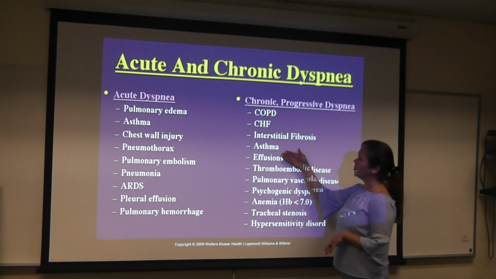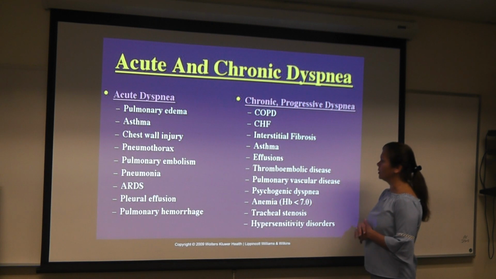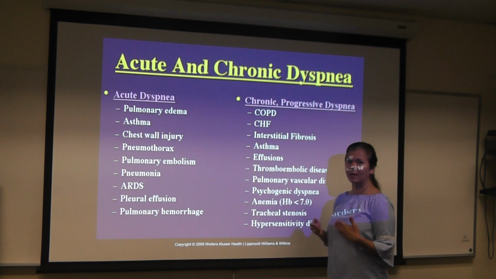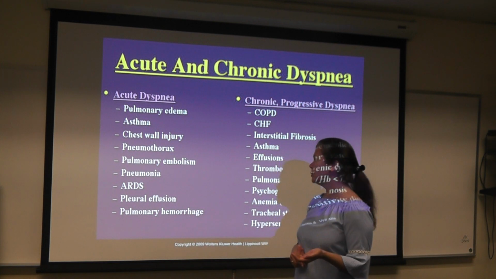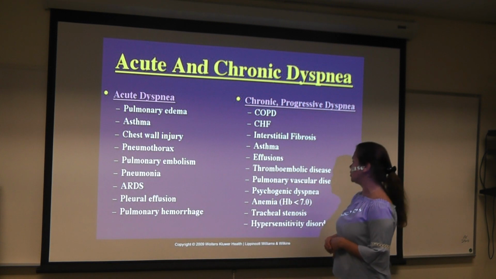We talked about asthma and pleural effusions, and we talked about thromboembolic diseases. Psychogenic dyspnea, patients that have panic attack. Patients tend to have hyperventilation and respiratory alkalosis, and that impedes gas exchange as well.